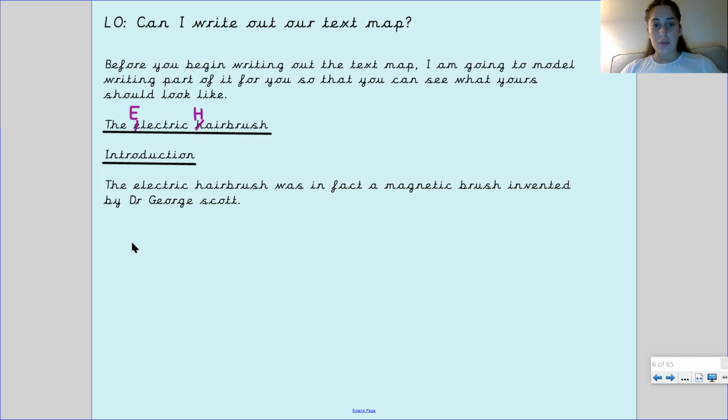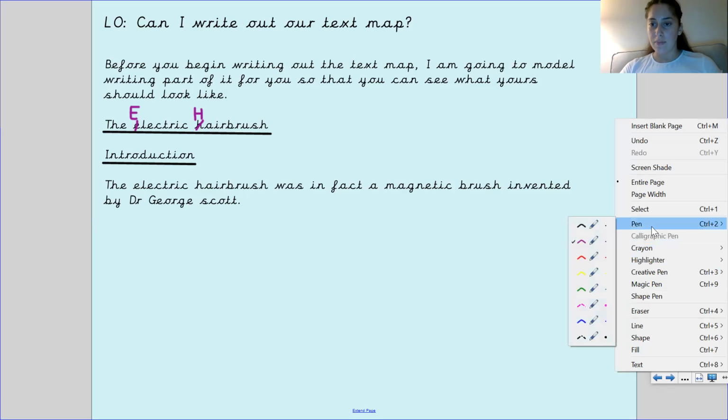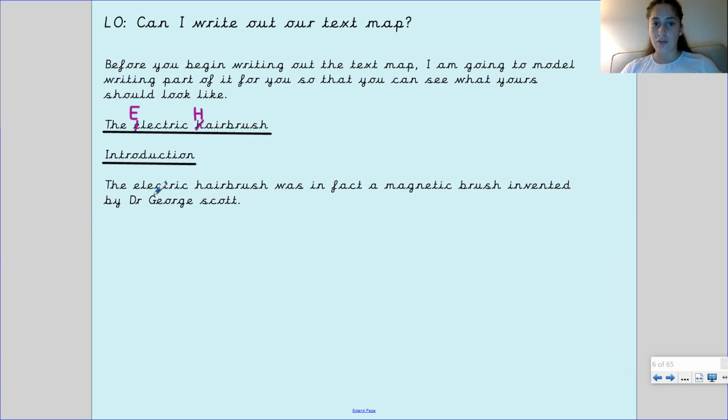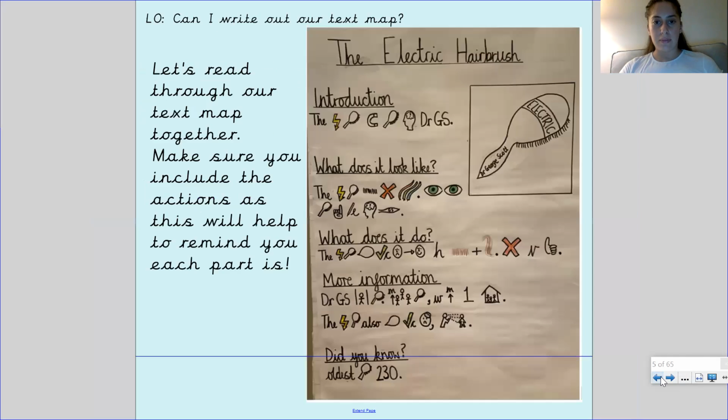Okay, so if you spotted that Dr. George Scott's full name, his surname, didn't start with a capital letter, well done. Why does Dr. George Scott need to have capital letters? Because it is a proper noun. And I have remembered my full stop at the end.